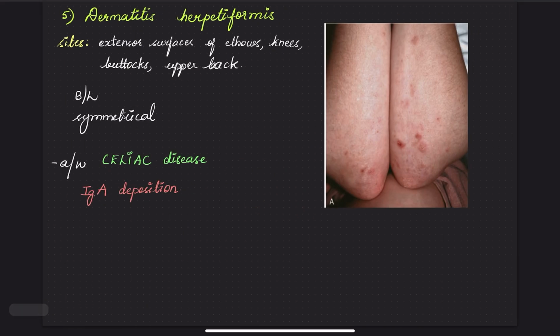Coming to dermatitis herpetiformis, the most common sites involved are the extensor surfaces of the elbows, knees, buttocks, and upper back. These are symmetrically involved, and bilateral involvement is seen. The most common association is with celiac disease. This association gives you a clue towards the diagnosis of dermatitis herpetiformis. Since it is associated with celiac disease, there is IgA deposition in the subepidermis.